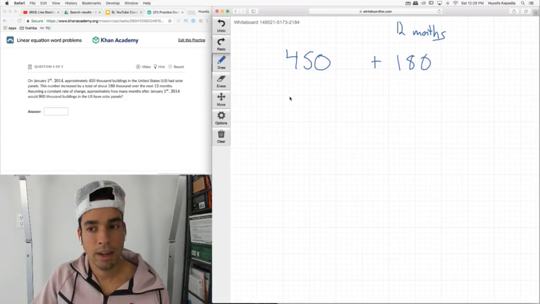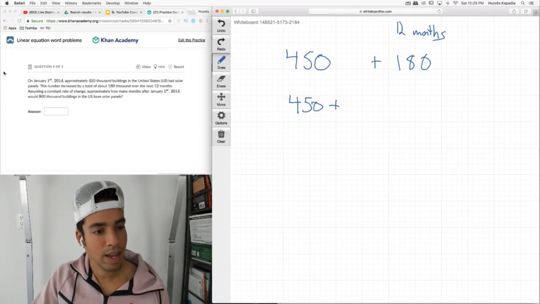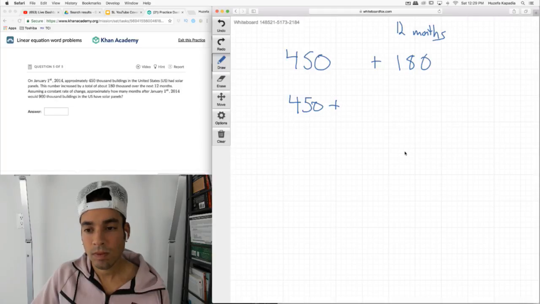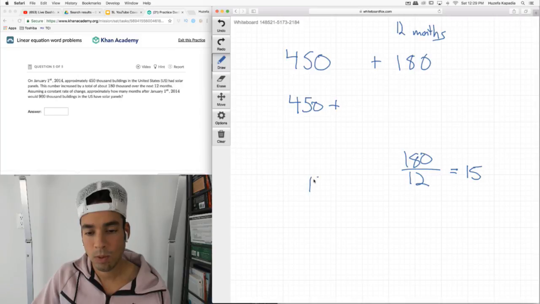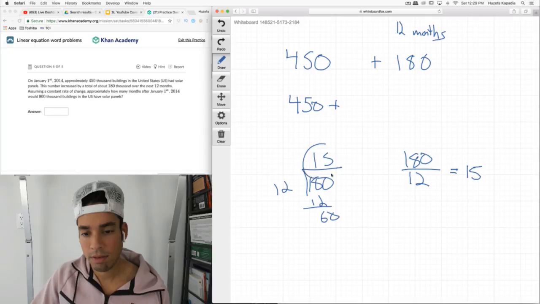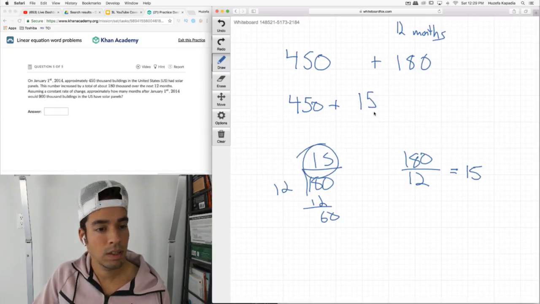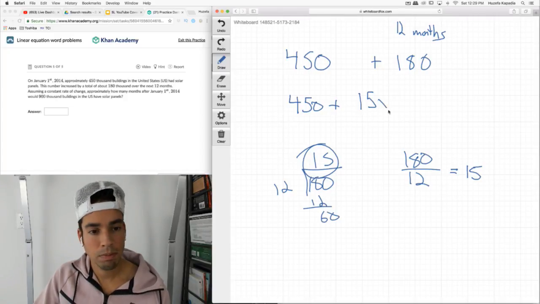So let's say 450 is my starting point. Plus, now this is 180 per 12 months. We want the monthly rate because they're asking how many months. So if it's 180 per 12 months, and this is a calculator problem, but we can do it probably without a calculator. This is 10, this is 50, this equals 15. If you want to do the math really quickly, it's 1, 12, 6, 0, and then 5. So it's 15. So we know it's 450 plus 15 solar panels per month, X.